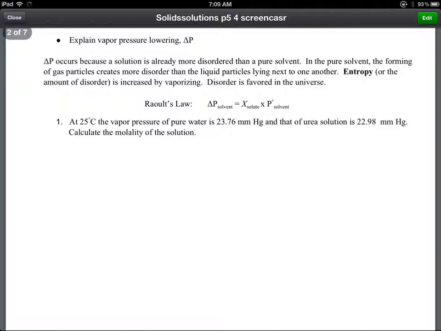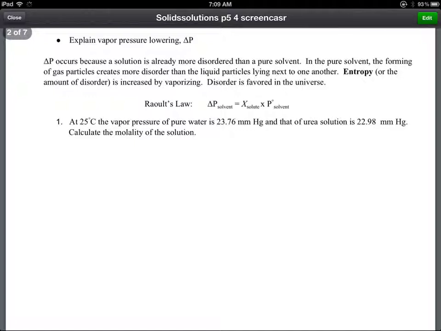So a pure substance is very ordered, a mixture is very disordered. Okay? And that entropy is increased by vaporizing. And disorder is favored in the universe. Just look at my desk at any given time. It's harder to keep it neat than it is to keep it organized, so again, disorder is favored.